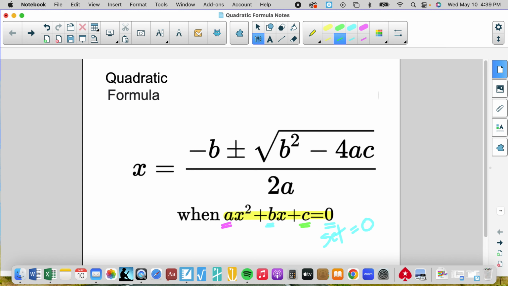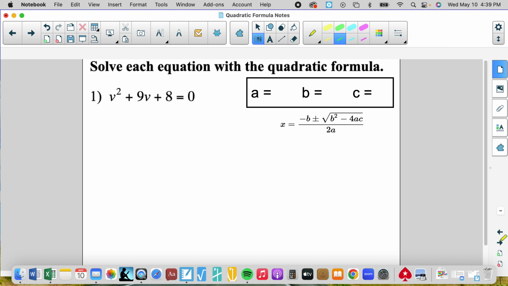So this formula is you're solving for x. You're going to get your x value, and that's going to be provided by the opposite of b plus or minus, that's a plus or minus sign, the square root of b squared minus 4ac all over 2a. So let's see, what does that mean? Well, we're solving for this equation.